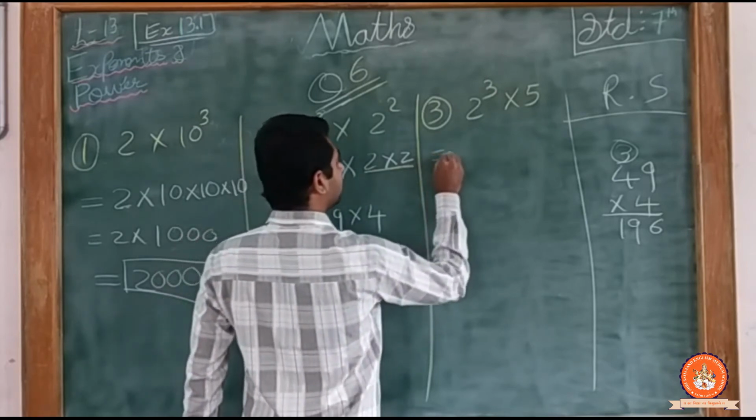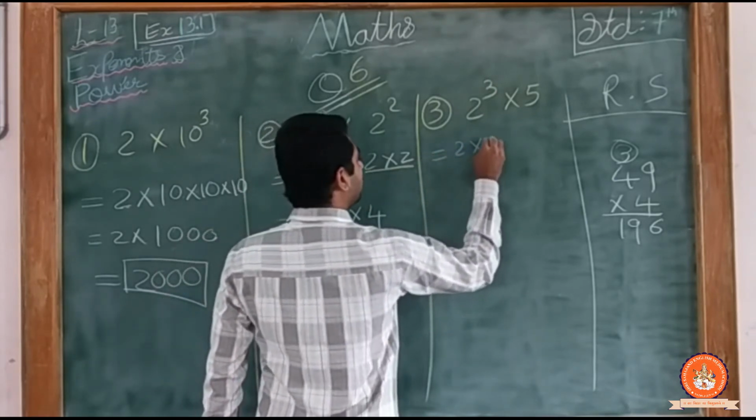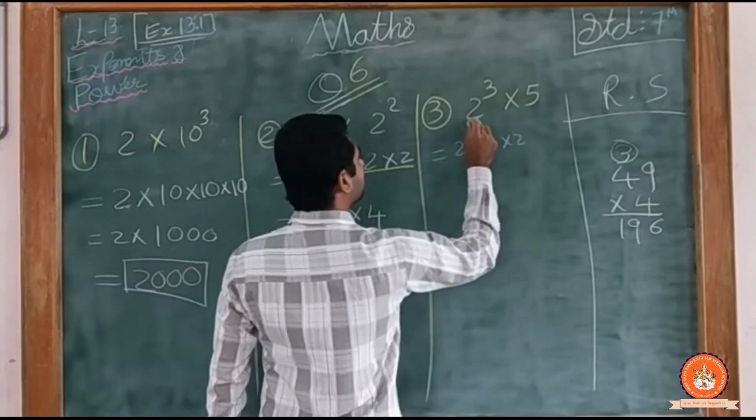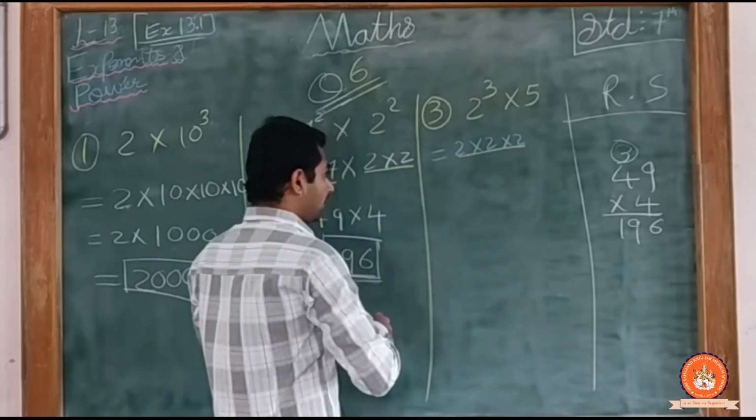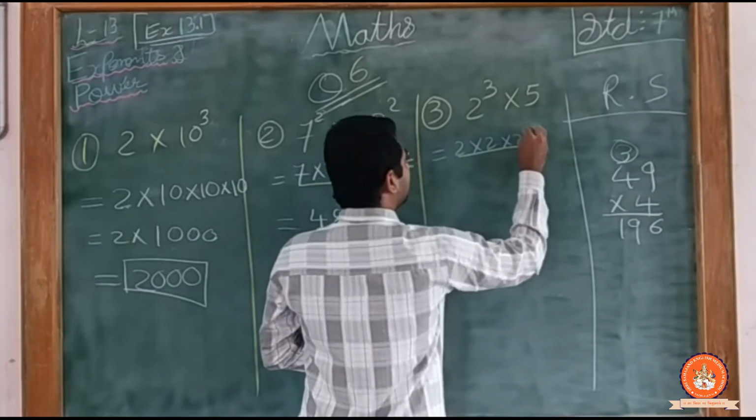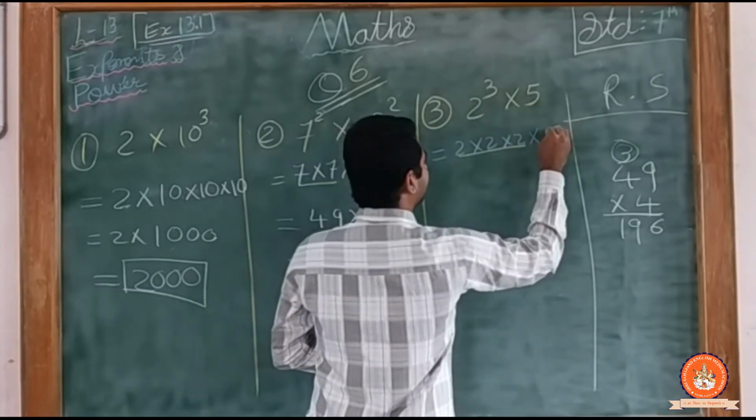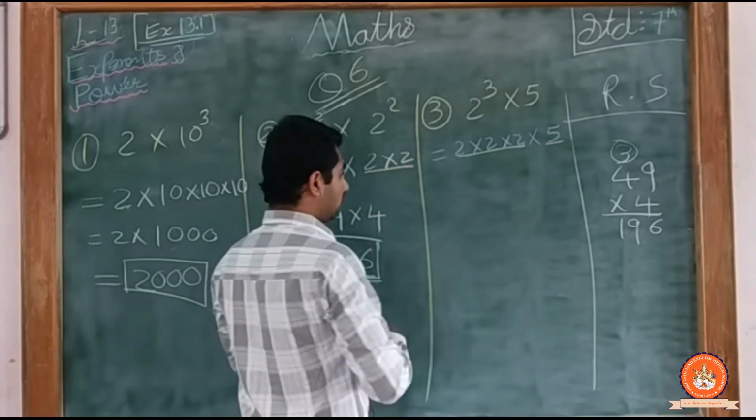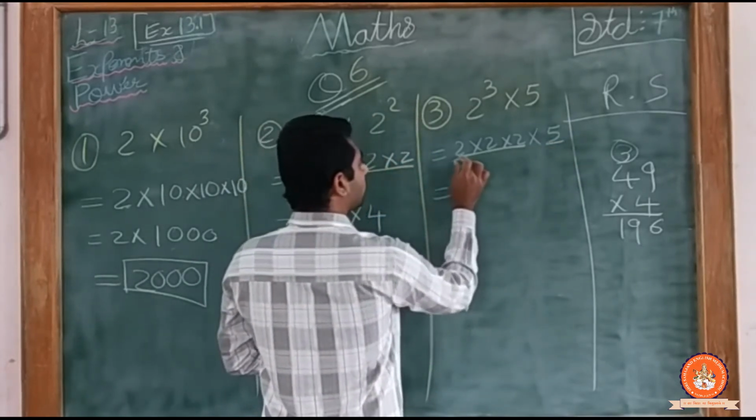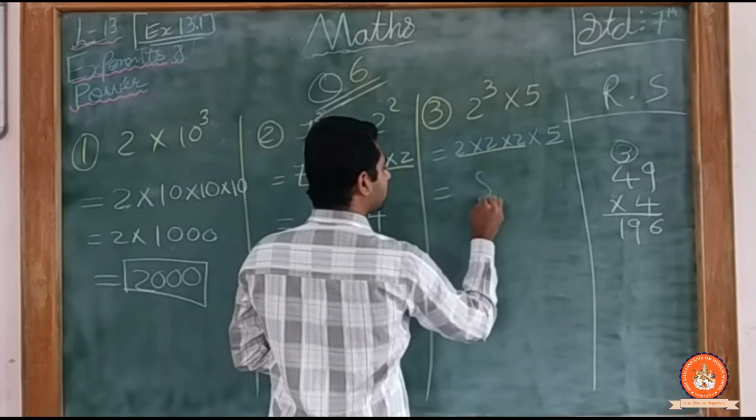Let's see. 2 multiply 2 multiply 2, that means 2 times 3 multiplying. See here, okay. Now multiply sign, multiply I am putting here, then here is 5. I am resting my 5 here only. Clear? So moving forward, 2 2s are 4, 4 2s are 8.